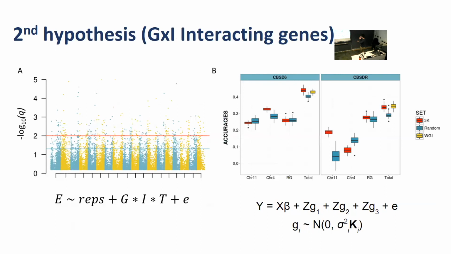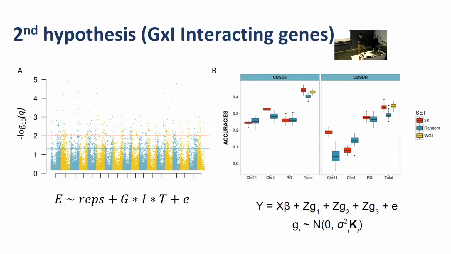In red, we have the three-kernel model that was fed with these G by I genes, partitioned into chromosome 11, chromosome 4, and the rest of the genome. Here, we also incorporated the fact that we know that in chromosome 11 and 4, there were big, big QTLs. Okay? And we also fit a model with random genes in the same proportion. And what we saw is that our model is doing better than random for severity in leaves and roots, but we are still not doing better than when just using the basic GBLUP model. So yeah, that was the second hypothesis.